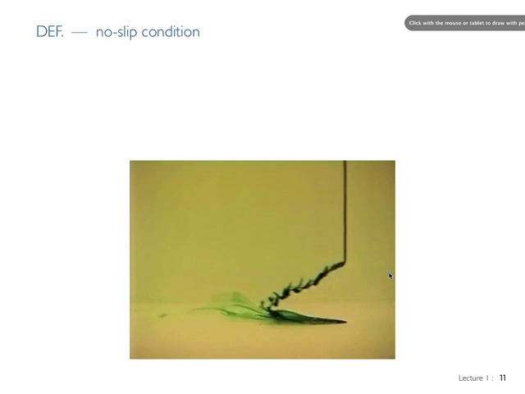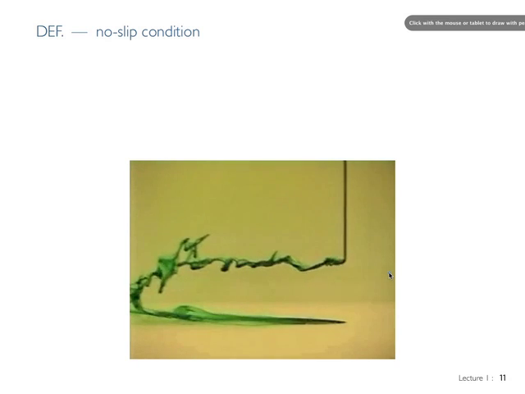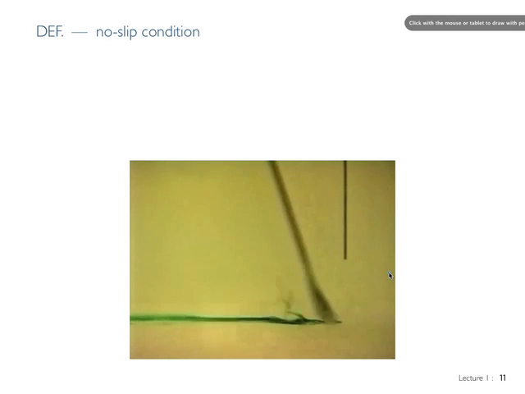Again, you see, the dye very close to the wall is not sticking. Really, the water that is really close to the wall is sticking. Viscosity has that effect, that the fluid wants to stick to the wall. And this is what we call the no-slip condition. It's an experimentally observed fact.